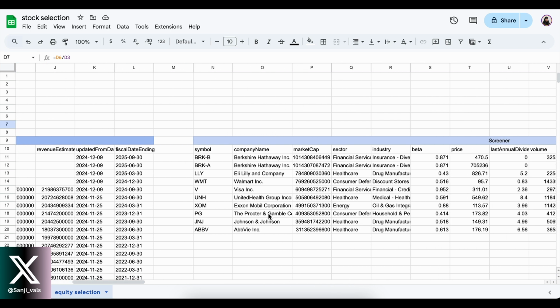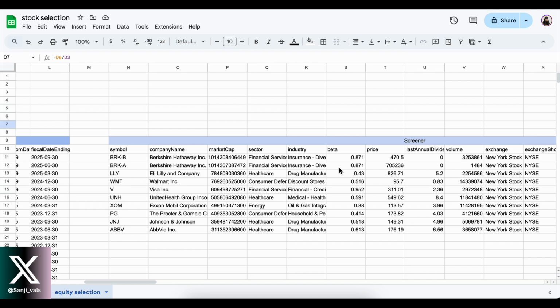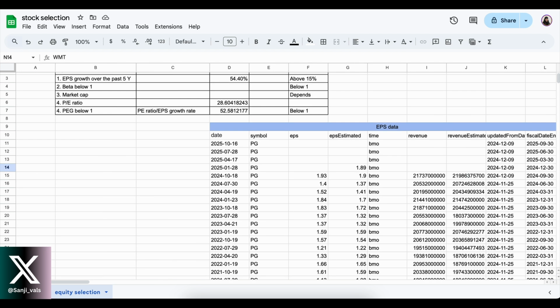Let's go with another selection. Let's say I've seen a stock with a low beta as well. Let's try this share, for example.